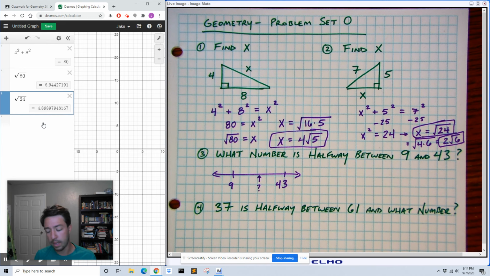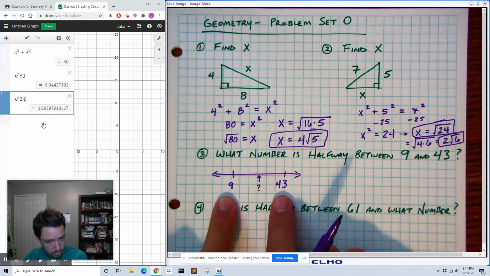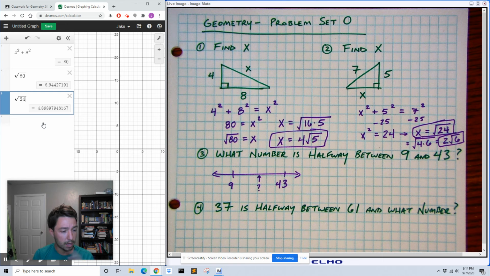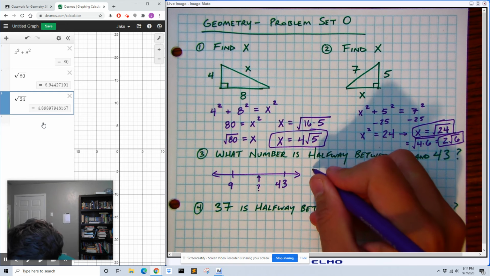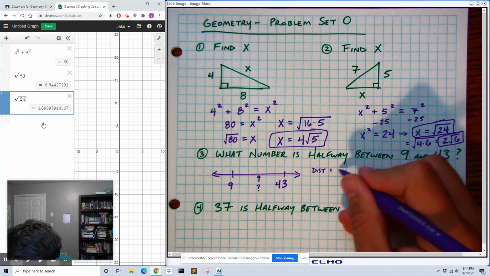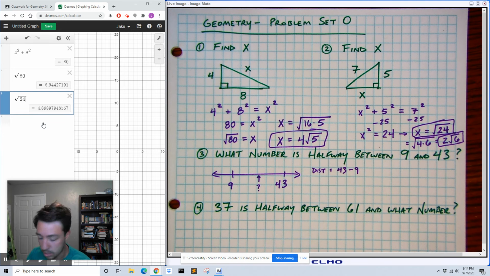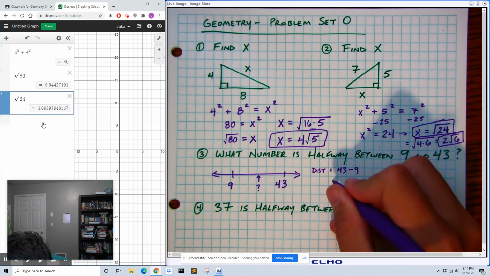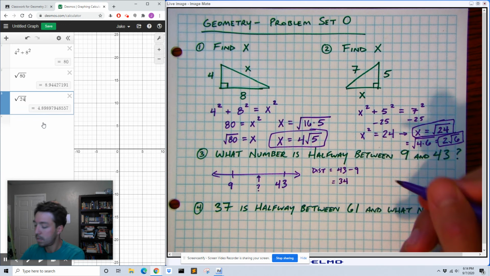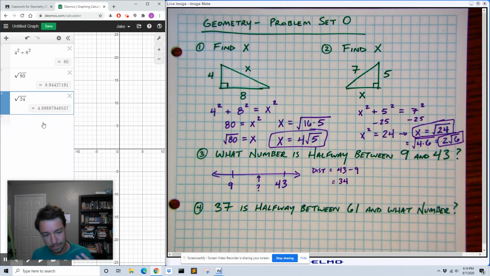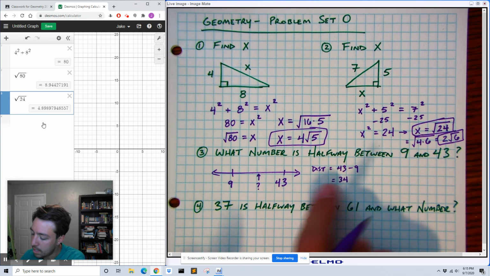So one method would be take the total distance. So what's the total distance here between 9 and 43? If you subtract the numbers, you get the distance. So the distance would be 43 minus 9, which is 34. Again, use a calculator. The class is not really about doing arithmetic, it's about doing geometry. So if you gotta grab your calculator, no worries, it's all good. So the distance between these is 34.